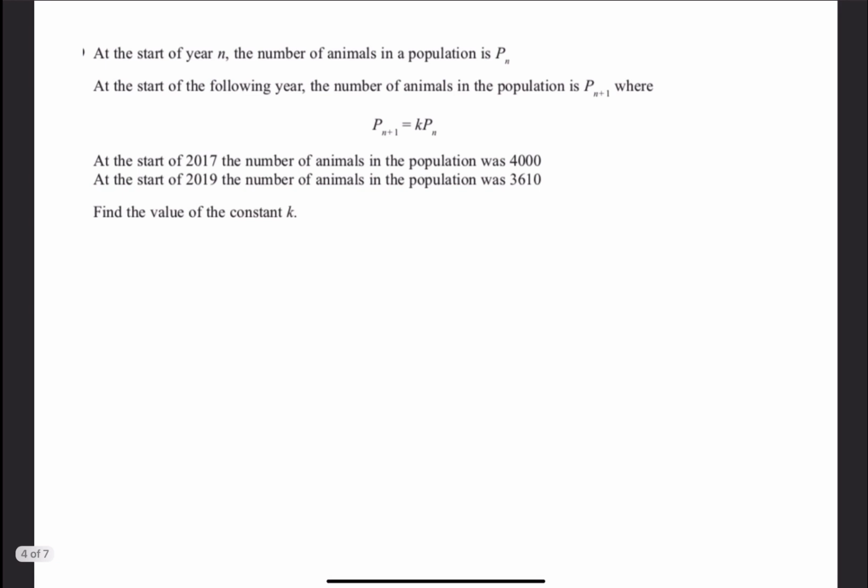At the start of the year, population, remember iteration questions. The key is, let's write the formula. Cool, another formula now. Very good. So 2017. Next one is 2018, 2019. The number of population is 4,000. In 2019 it is 3610. Cool.